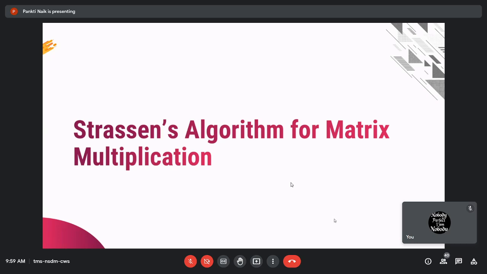Okay, now tell me, what is the equation to multiply two matrices? Consider there are two matrices A and B, each of size n, right? So what is the equation to multiply the two matrices?